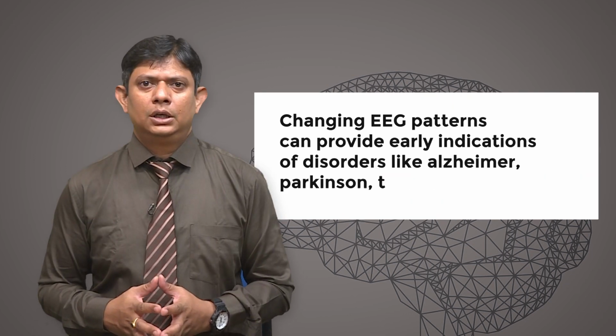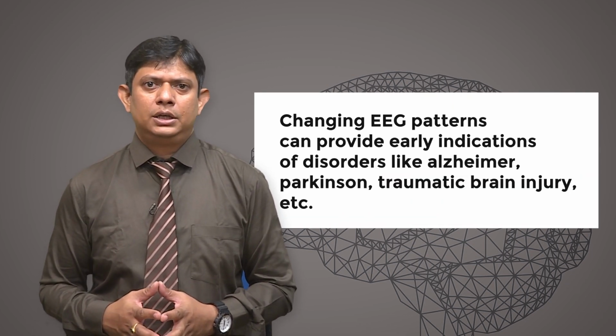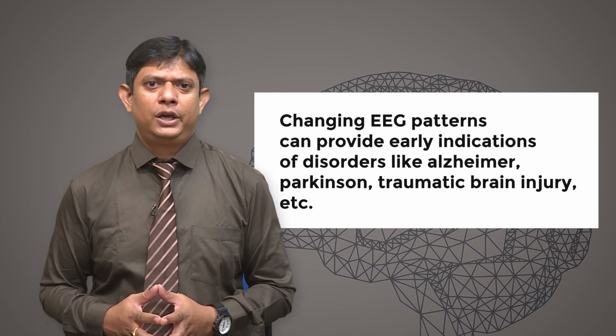Neurological conditions. EEG assists in diagnosing various neurological conditions like Alzheimer's disease, Parkinson's disease, and traumatic brain injury. Changes in EEG patterns can provide early indications of these disorders, allowing for timely interventions. Brain abnormalities. EEG can reveal brain abnormalities such as tumors and lesions by detecting unusual electrical patterns. It assists in localizing the origins of abnormal activities and guides medical decisions for further evaluations.